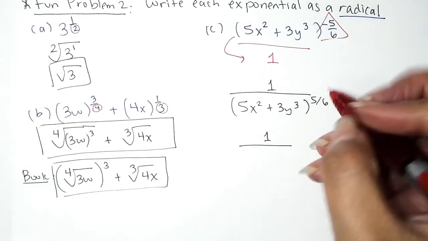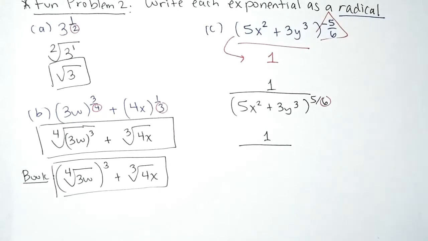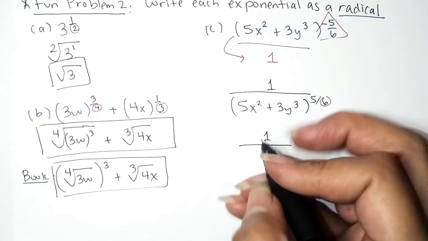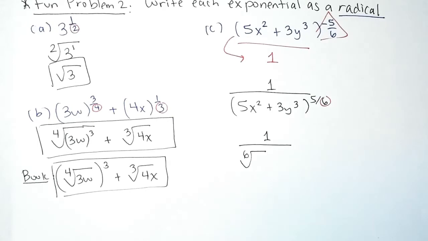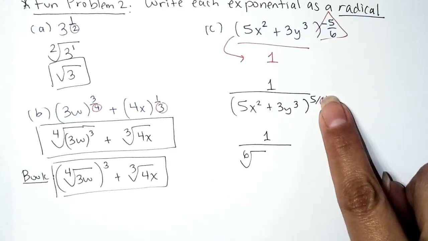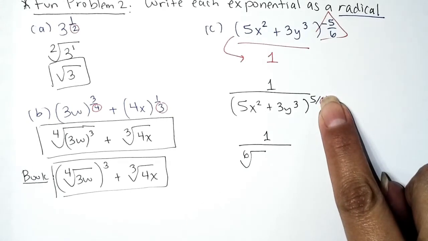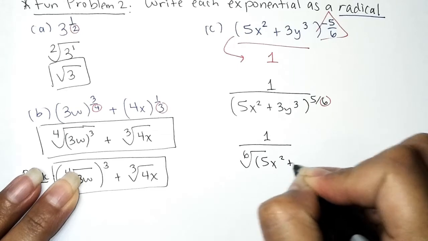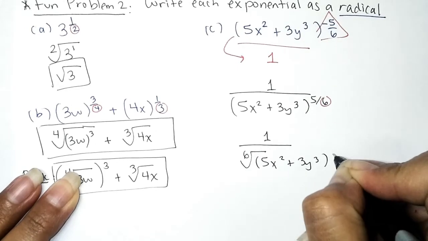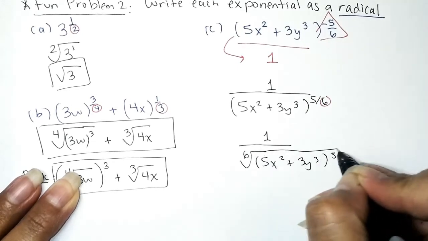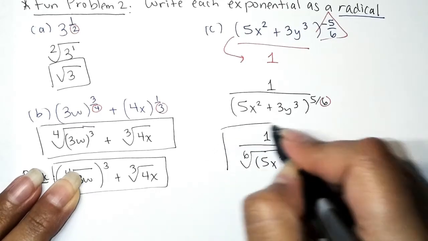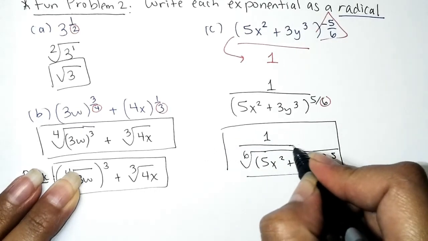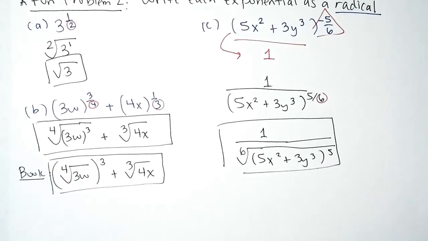Since the denominator is 6, the index is 6. So that will give us the 6th root of whatever we're left with. I'm going to cover it up, and that leaves us the 6th root of this addition problem raised to the 5th power. If you give me this, I'm going to give you full credit. Let's extend the fraction bar, because you wrote the exponential expression in radical form.